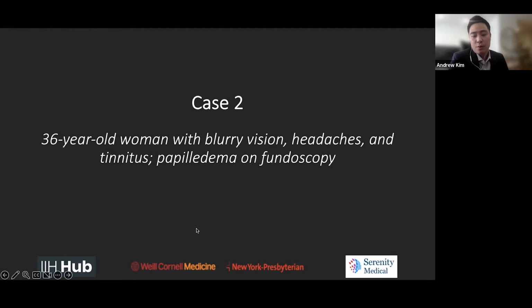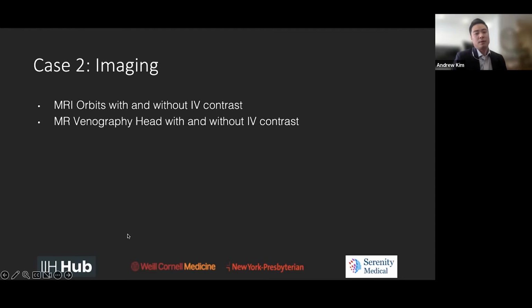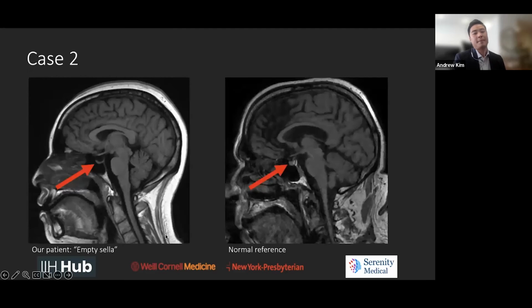So, all right, let's walk through our second case. Here we have a 36-year-old woman with blurry vision, headaches, tinnitus, and papilledema also found on a fundoscopic exam. So this patient also got the same set of imaging: an MRI orbits with and without IV contrast, and an MR venography of the head with and without IV contrast.